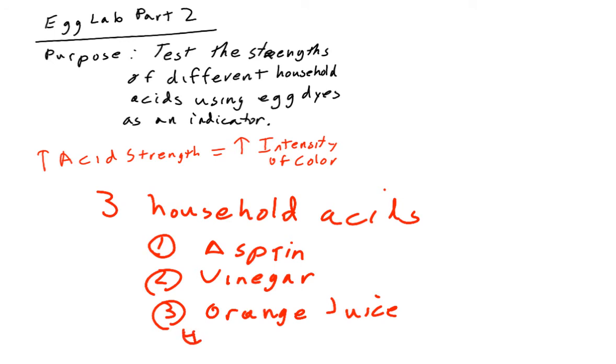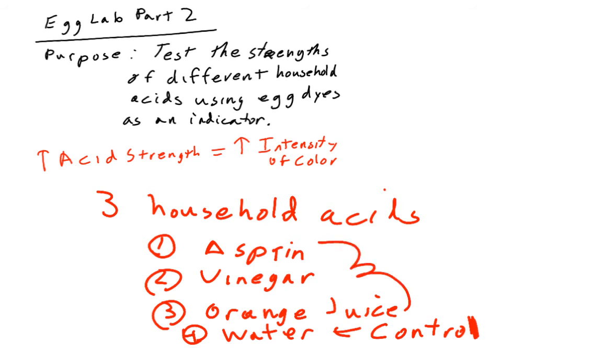And then you're also going to use water with no food coloring as a control. What's a control? A control is something where you don't change a variable and you use it as a means of comparison for the other items in your experiment. So these are the 3 items you're going to test. The more intense the color, the stronger the acid. So by testing these 3, I'm going to ask you to make a judgment on which one of them is the strongest acid. And that's what you're going to do. You'll want to take pictures.